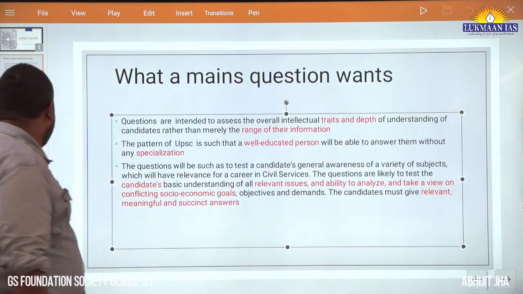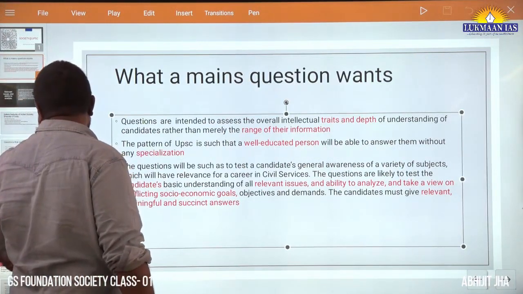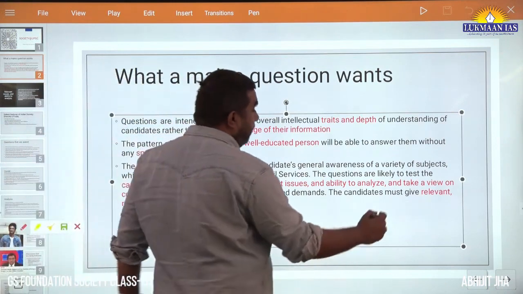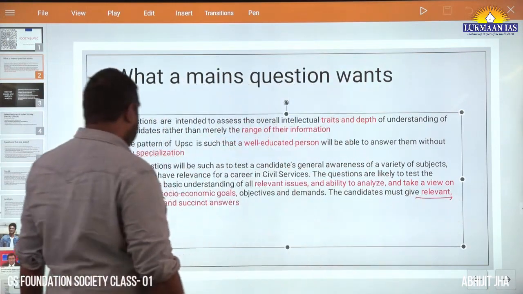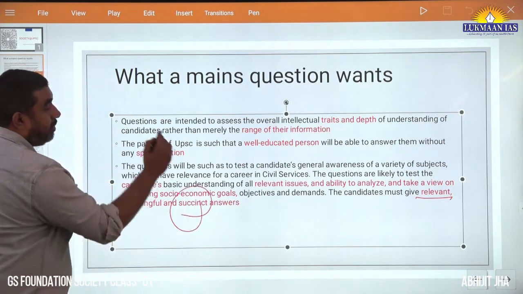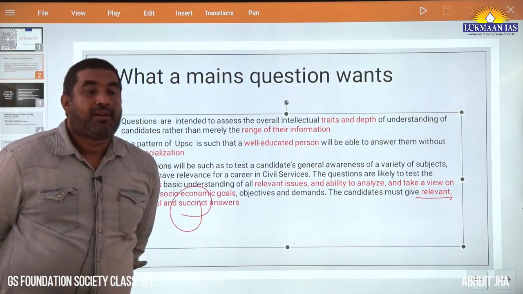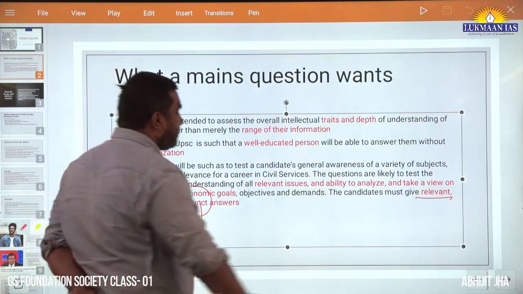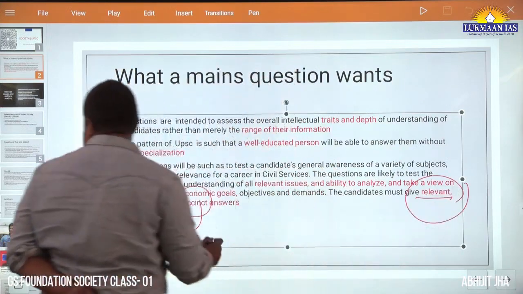Now this is very important, that your answer should be relevant and succinct. What do these words mean? Relevant and succinct.